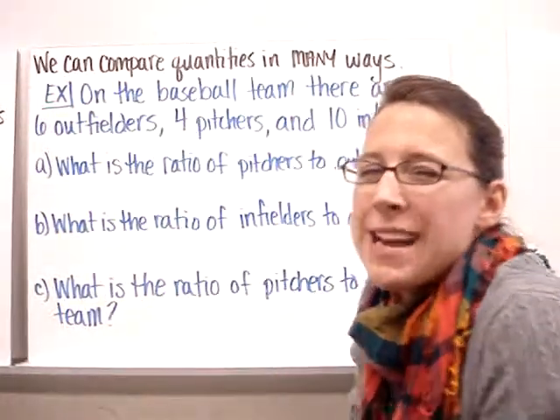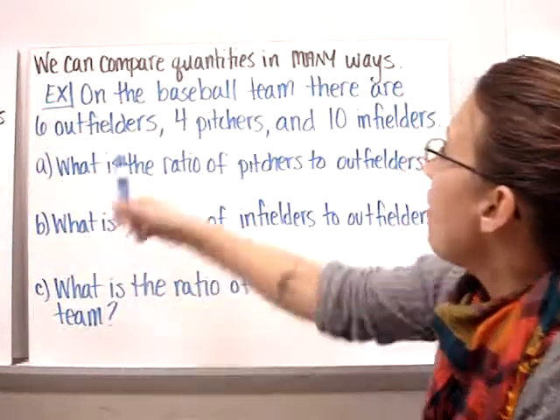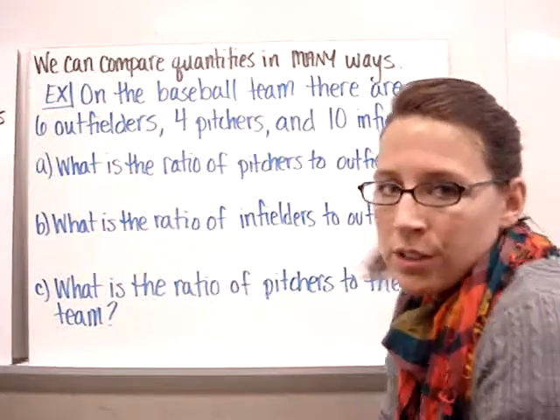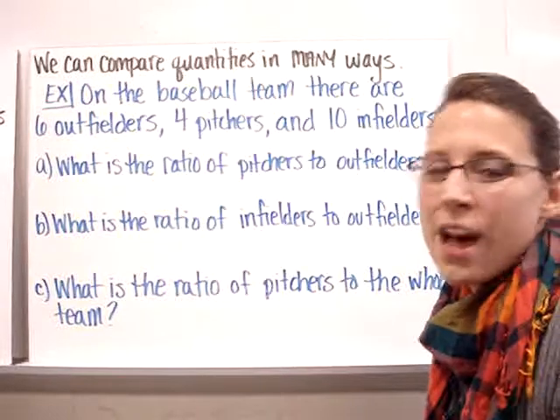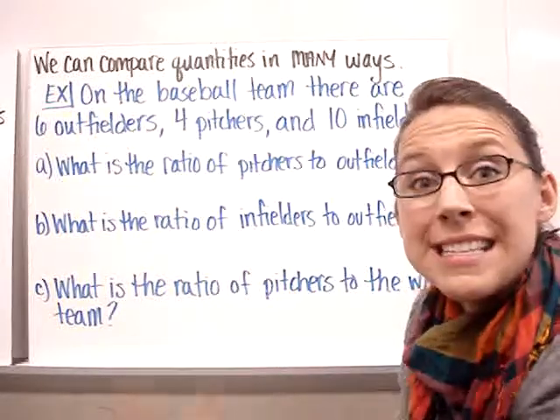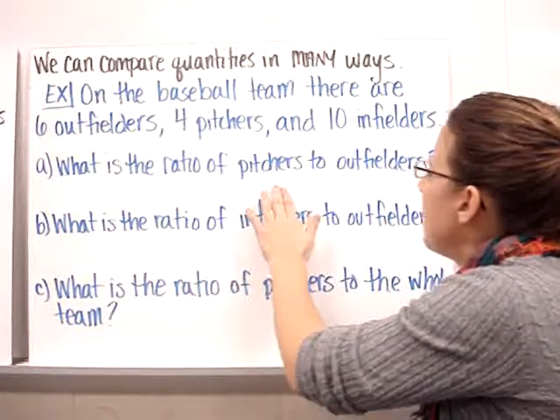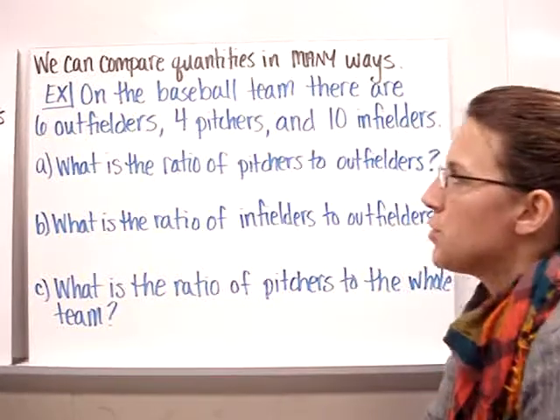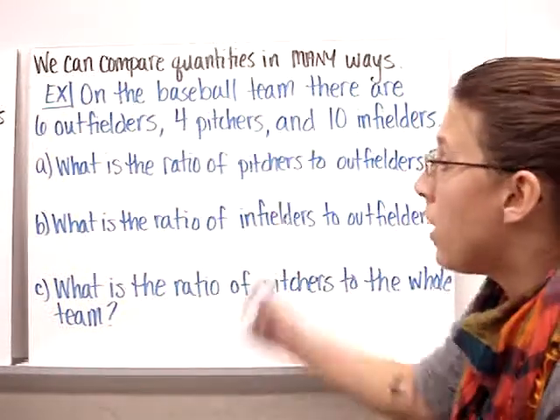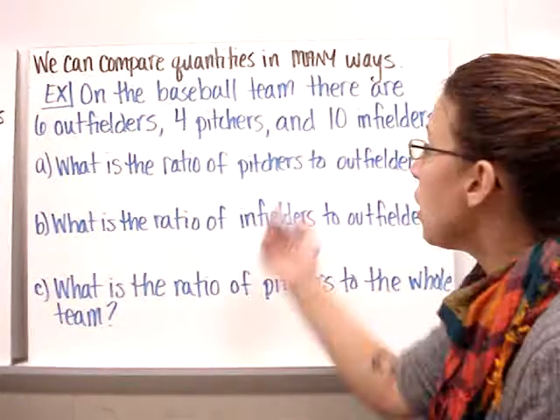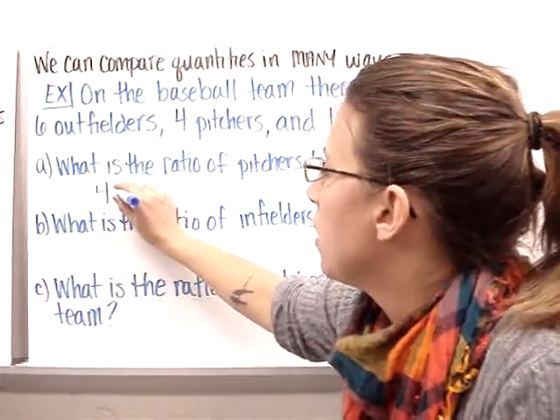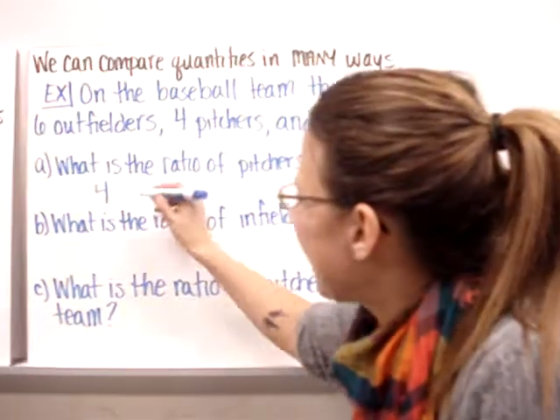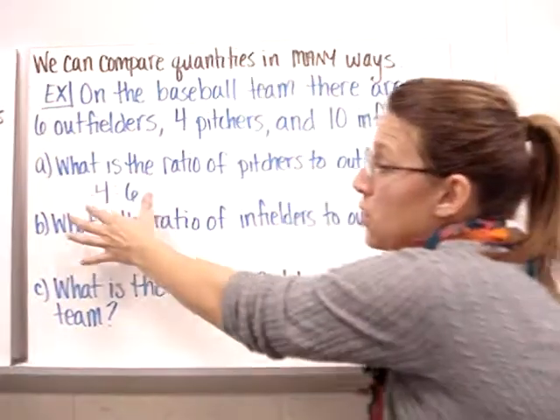We can compare these quantities in many ways. On the baseball team, there are 6 outfielders, 4 pitchers, and 10 infielders. Okay, this is just a large team. They obviously can't all play at once, but this is the team as it stands. What is the ratio of pitchers to outfielders? Well, it asks me for pitchers to outfielders. So I need to find my number of pitchers. That's 4. Because it's pitchers to outfielders, pitchers comes first. So that's 4 to 6.